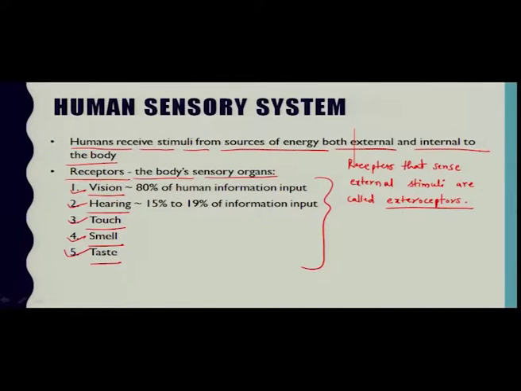So, 2 important exteroceptors are vision and hearing, because vision gives you about 80% of the information that you get as an input. And as far as hearing is concerned, 10 to 19% of the information input is obtained by hearing. It is a rough estimation, and the remaining information you get with the help of touch, smell and taste.